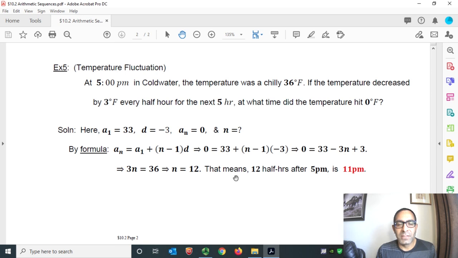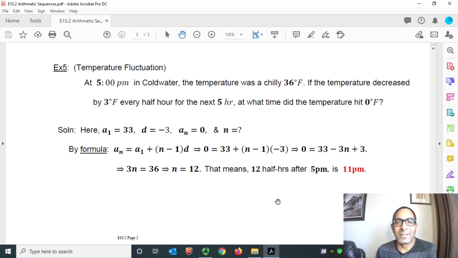So that means 12 half hours after 5 p.m. is, well, 12 half hours means a total of 6 hours. So 6 hours plus 5 p.m. is 11 p.m. So at 11 p.m. the temperature will hit 0 degrees in this pattern. I hope these solutions make sense to you all.